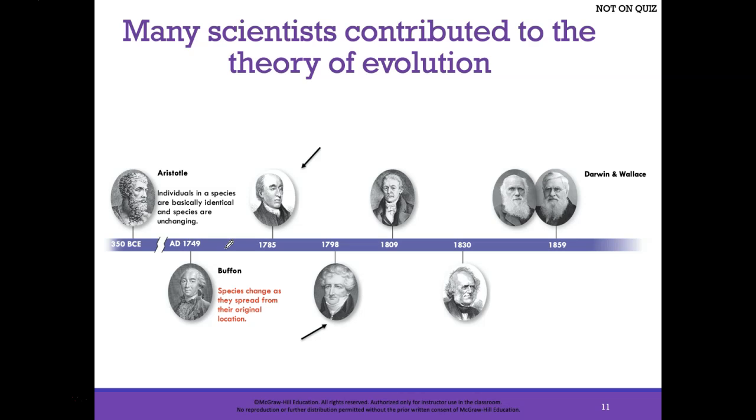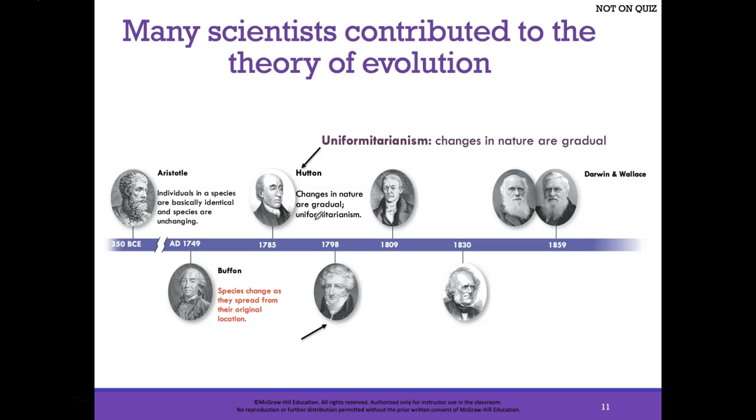Buffon was a French naturalist who said that species can change as they spread from their original location. This contradicted all the previous thoughts. Again, it was very common to believe in a divine creator and that Earth was about 5,000 to 6,000 years old, and that humans were a special, purposeful creation that were distinct from all other organisms on the planet. So now we start seeing some other opinions, some things that contradict the prevailing theory.